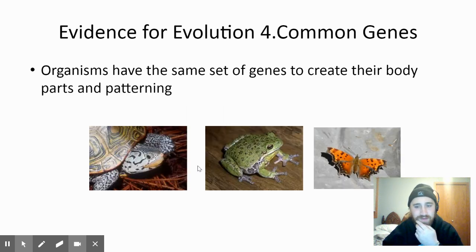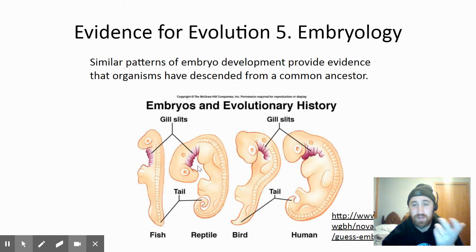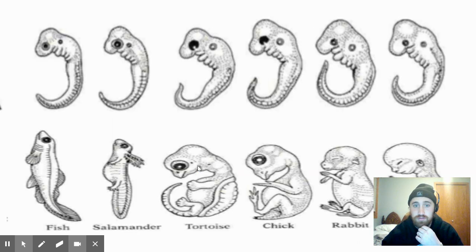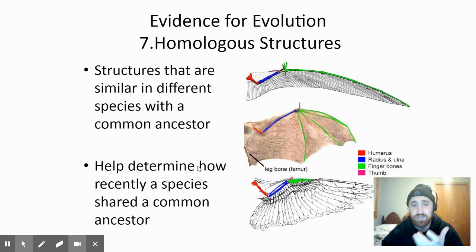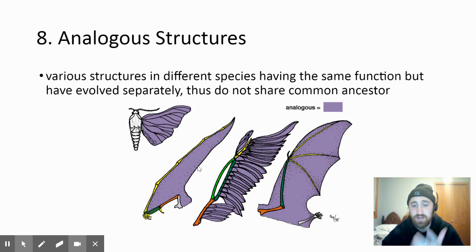Common genes, they probably didn't have a huge idea about. Embryology, Darwin actually did study embryos and did start noticing these things. So he knew about embryology. Vestigial structures, homologous structures, and analogous structures, those are all the things that they were able to notice and look at as well. Were they able to break down the genetics of it all? Absolutely not. But these things helped lead them to the theory of evolution.